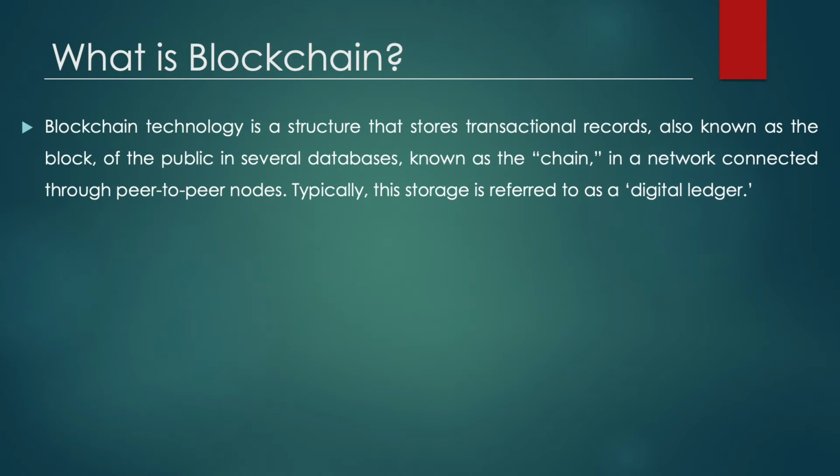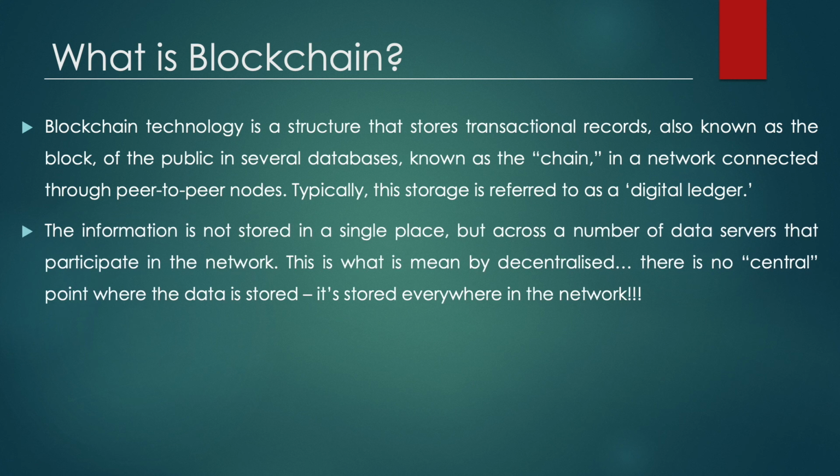What is blockchain? Blockchain technology is a structure that stores transactional records, also known as the block, of the public in several databases, also known as the chain, in a network connected through peer-to-peer nodes. Typically, this storage is referred to as a digital ledger. The information is not stored in a single place, but across a number of data servers that participate in the network. This is what we mean by decentralized. There is no central point where the data is stored. It's stored everywhere in the network.